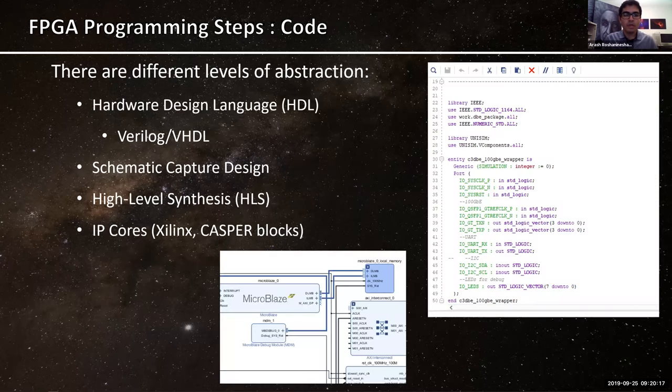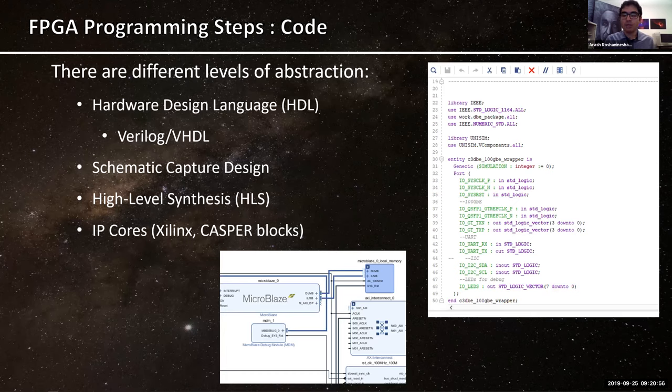Next step is to write the code. There are several levels of abstraction that you can use to write your code. The first level is the hardware design language level, or HDL. You can use Verilog or VHDL to write your code and make your design. You can use schematic capture design, so you can put gates in a schematic environment manually.